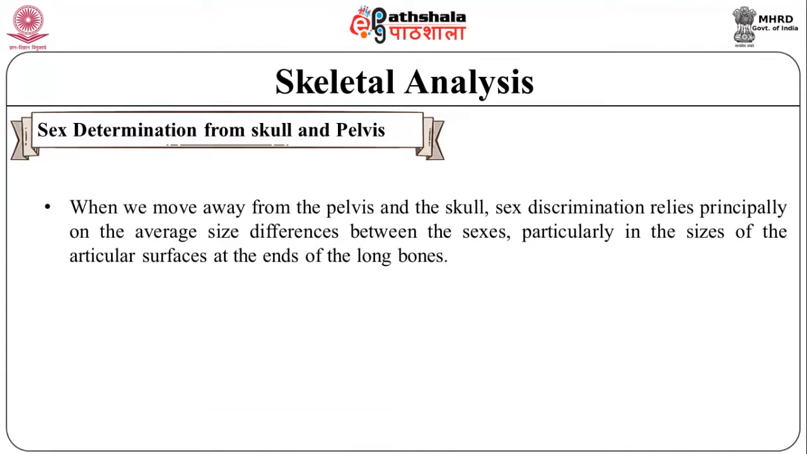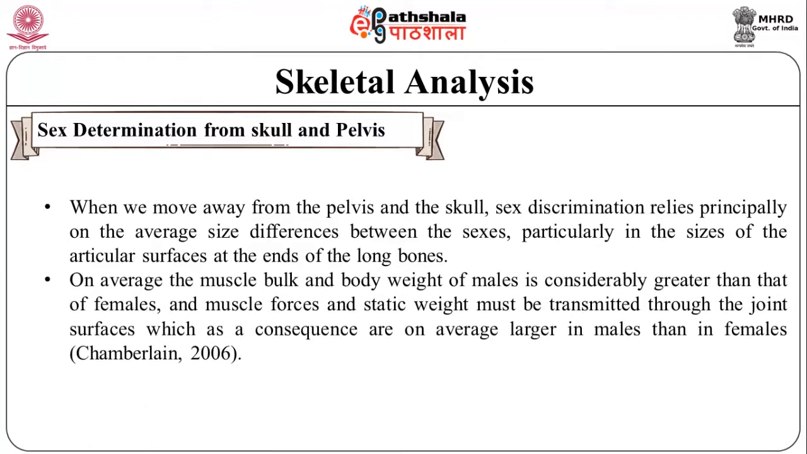When we move away from the pelvis and the skull, the sex discrimination relies principally on the average size differences between the sexes, particularly in the size of the articular surfaces at the end of the long bones. On average, the muscle bulk and the body weight of the male is considerably greater than that of the females, and muscle forces and static weight must be transmitted through the joint surfaces, which as a consequence are on average larger in males than in females.